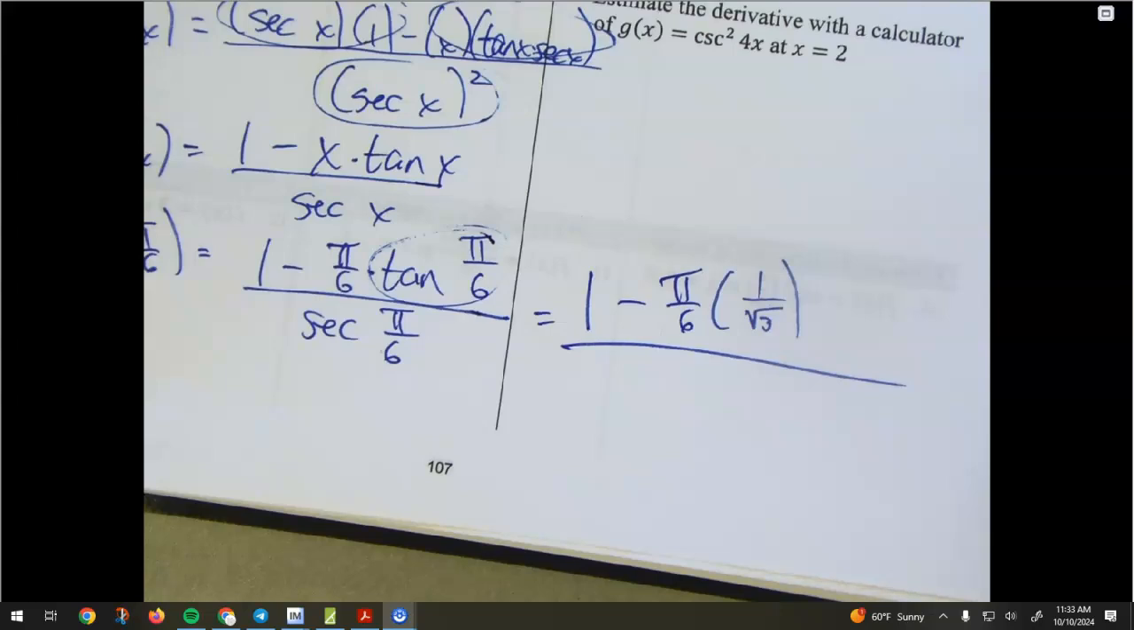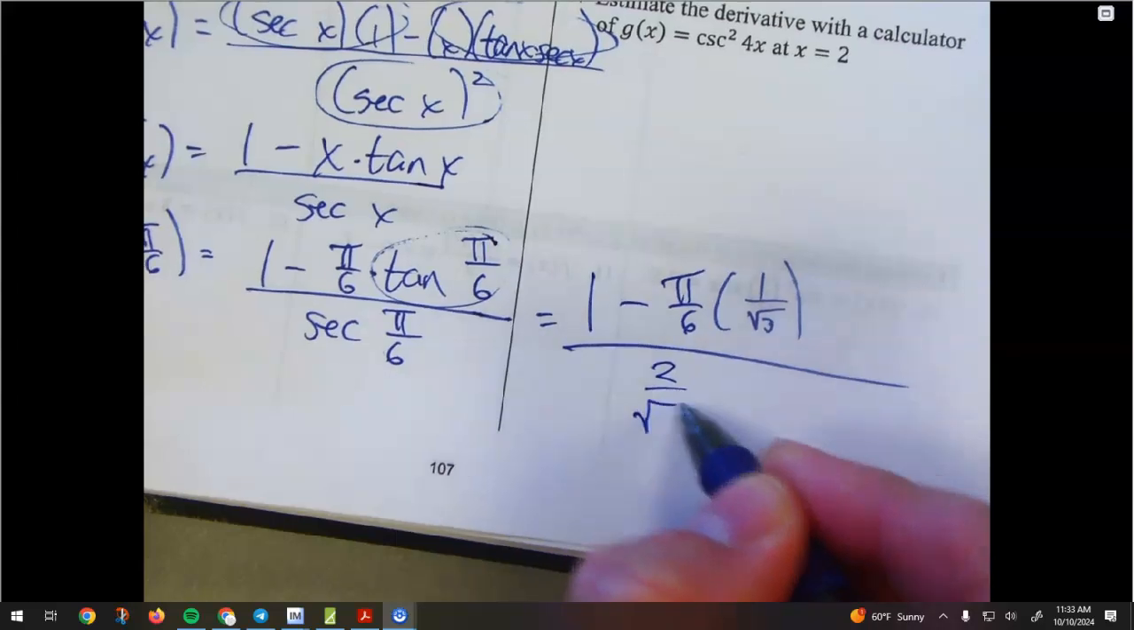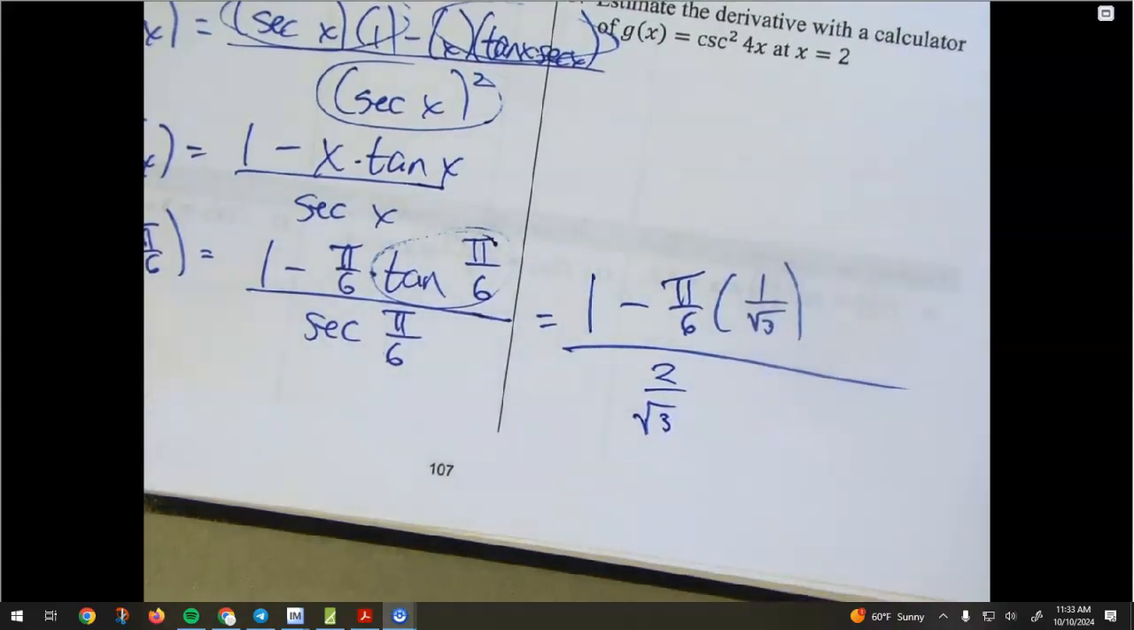Find sec of pi over 6. So sec is what thing flipped over? Sec is cosine flipped over. Cosine is the x value. Our x value at that spot is the square root of 3 over 2. So we gotta flip that over. Make it 2 over the square root of 3. And that's a legitimate answer right there. It looks disgusting, but you can stop. How's that one?